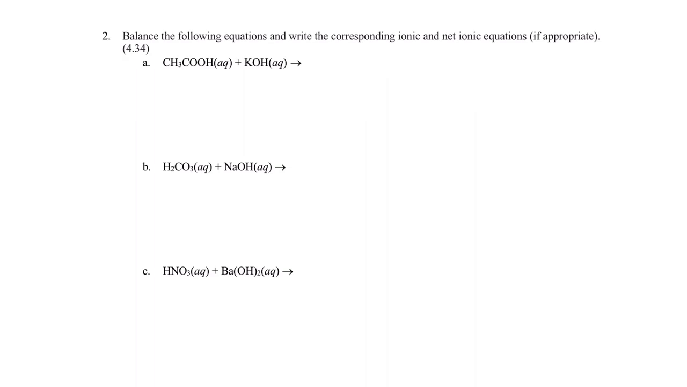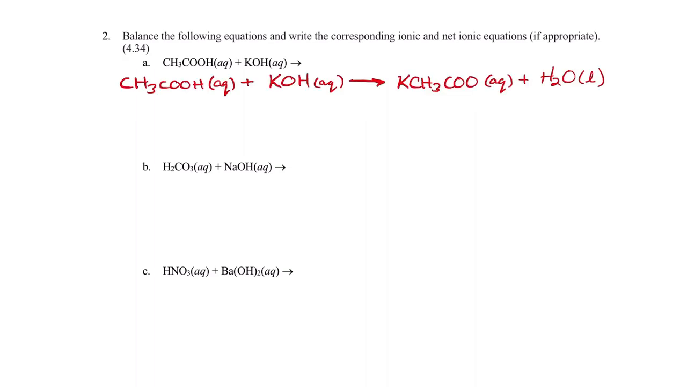In letter A, we have acetic acid, which is a weak acid, combining with potassium hydroxide, which is a strong base. Our reaction would produce potassium acetate, which is aqueous, and water, which is our liquid.